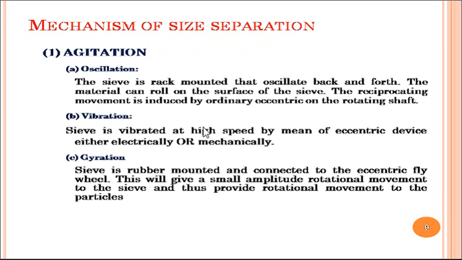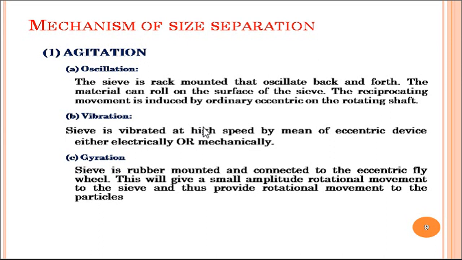Now we are talking about the mechanism of size separation. There are three basic mechanisms through which size separation occurs. One is agitation, second is brushing, third is centrifugal force. When we talk about agitation, it may be of different types. One may use oscillation, one may use vibration, and one may use gyration.